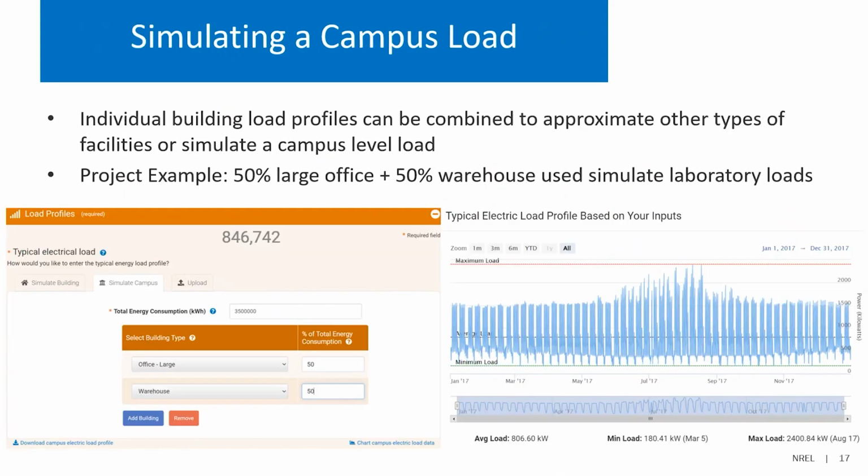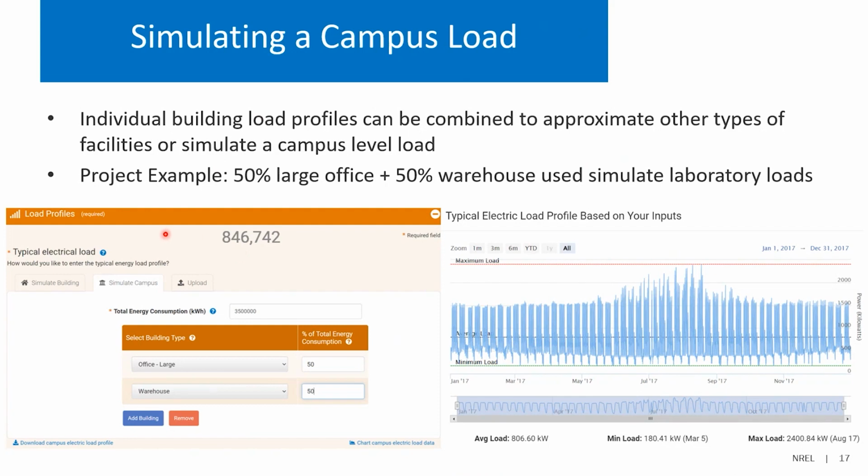And then this thing that I just mentioned about combining loads, here it is under the Simulate Campus tab, under the load profiles section on the web tool. So basically this allows a user to combine different building types. And this could either be used to approximate other types of facilities or model a campus level load.